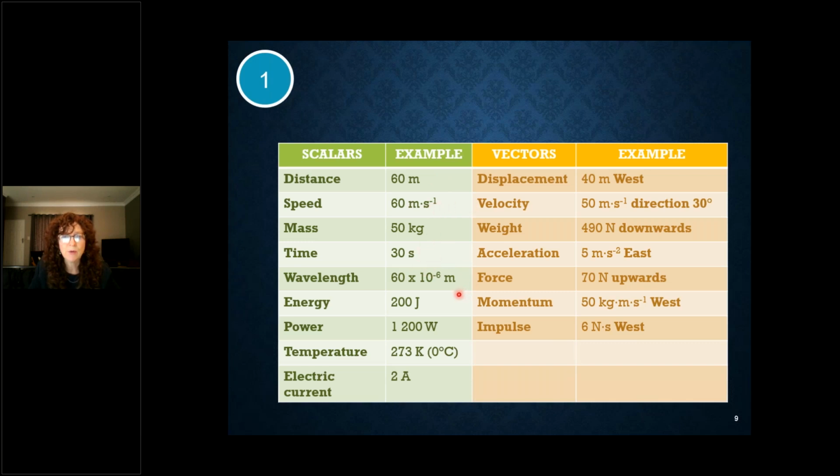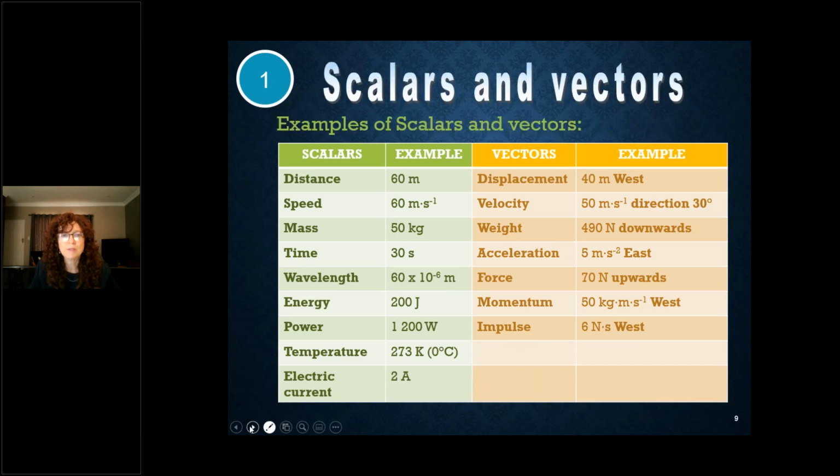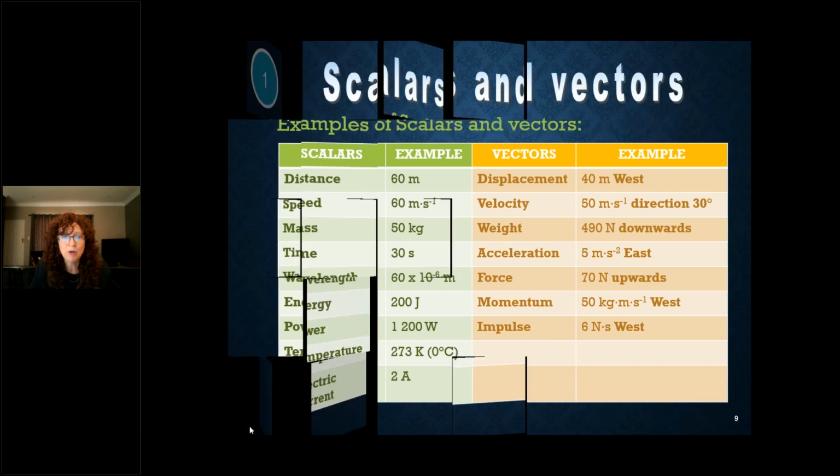Right. Okay. So distance, the vector will be the moment when there's a direction with it, it will be a displacement. Speed, moment, direction, velocity, mass and weight. All right, acceleration, force, momentum, impulse, all of them are examples of scalars and vectors that you do know.